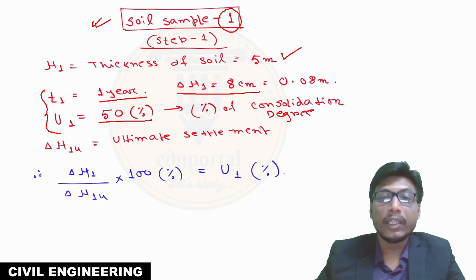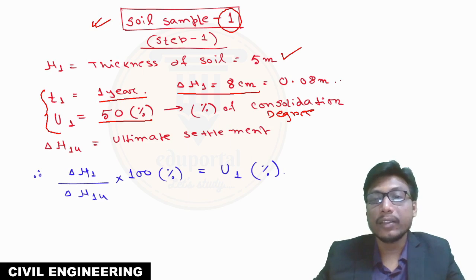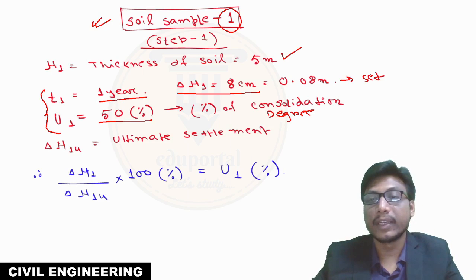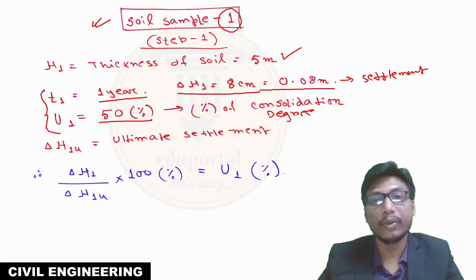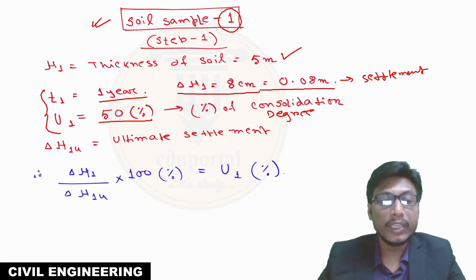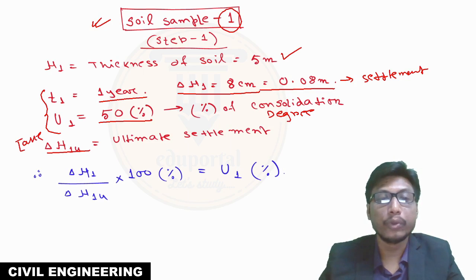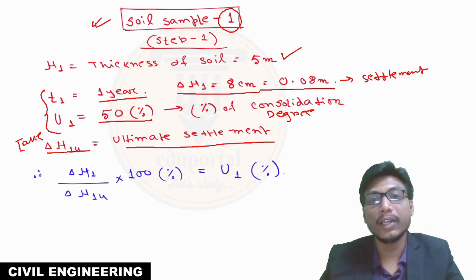Del H1 is 8 centimeters. Del H1 is the settlement. Settlement is 8 centimeters, that means 0.08 meter. Let's take del H1U, which is the ultimate settlement of the soil layer.